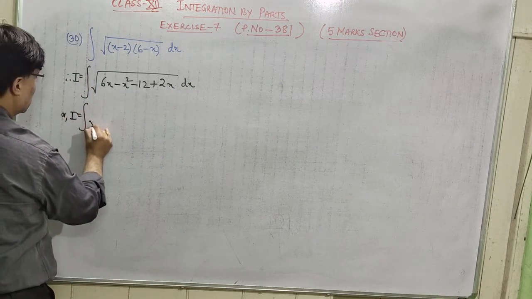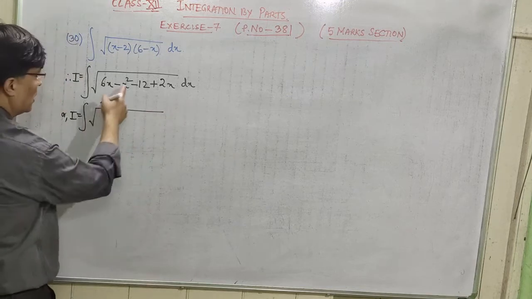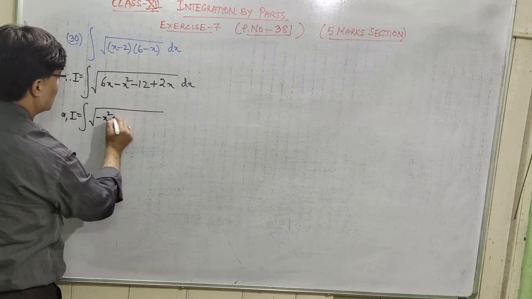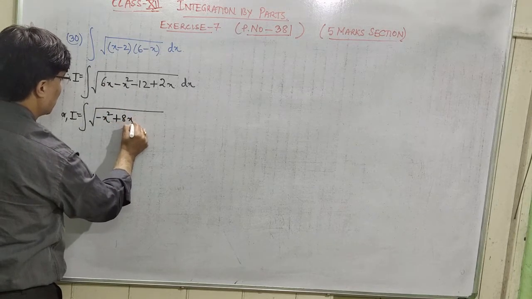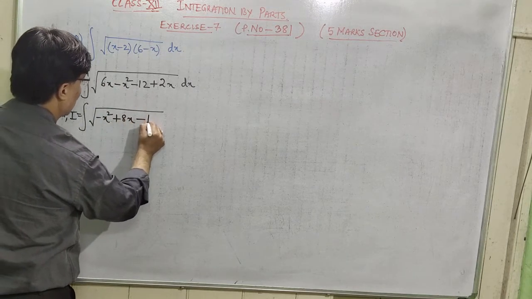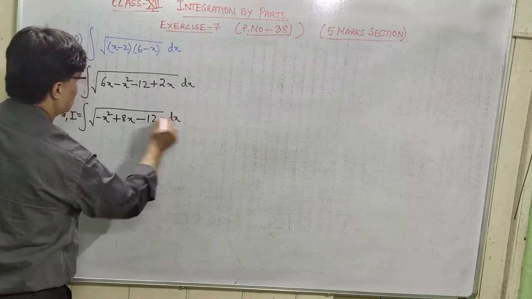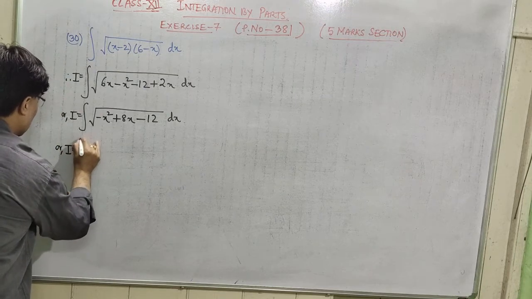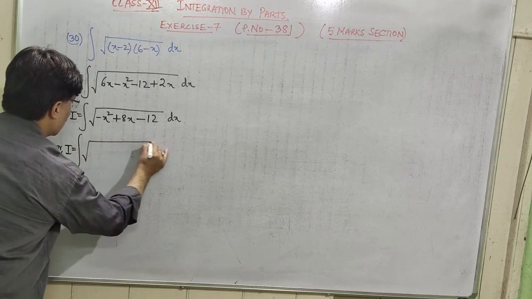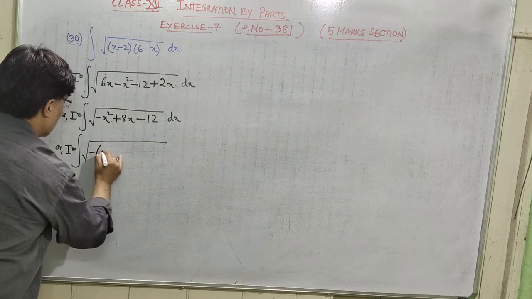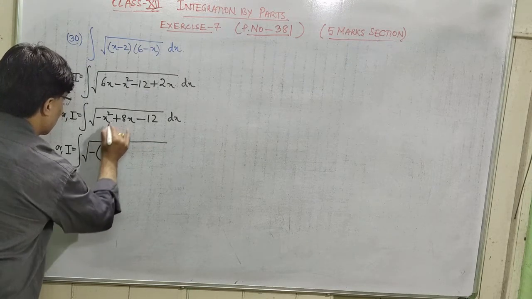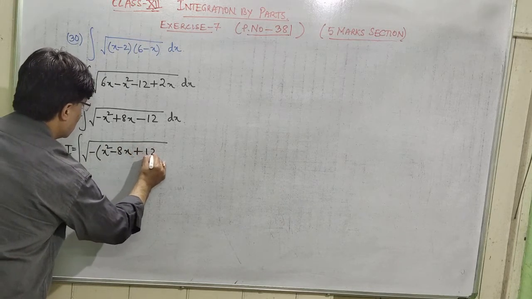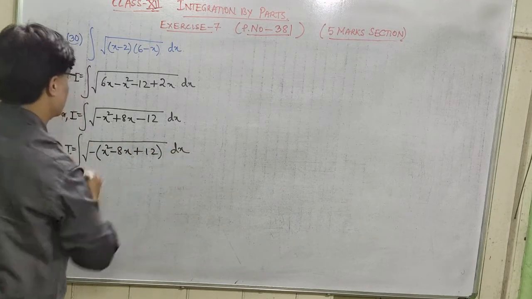Or I is equal to integration of within square root. Let us write minus x square first, plus 6x plus 2x is 8x, then minus 12, then outside square root it is dx. Or I is equal to integration of within square root, minus is taken common within bracket, x square minus 8x plus 12, bracket close, dx.